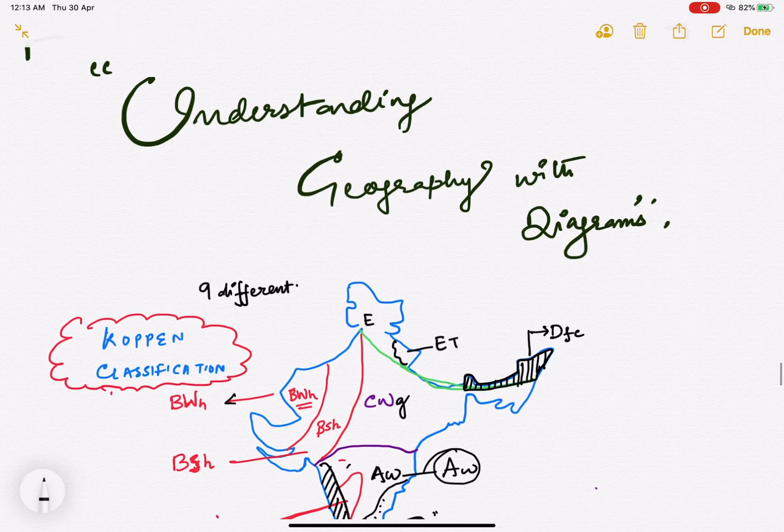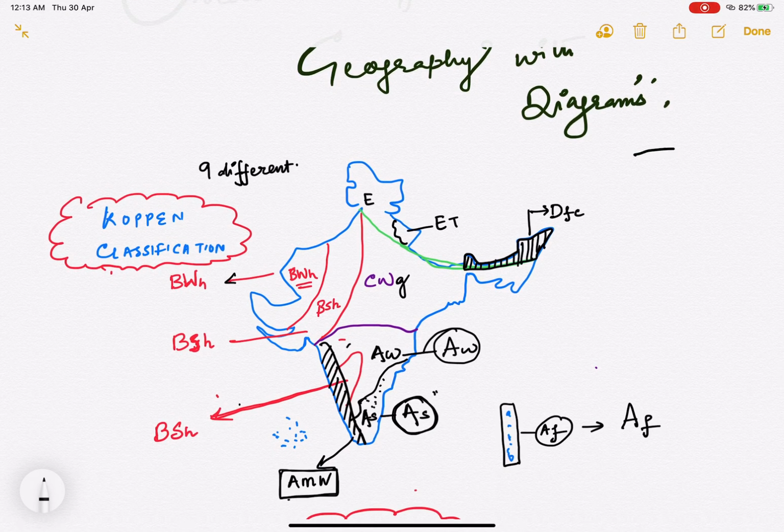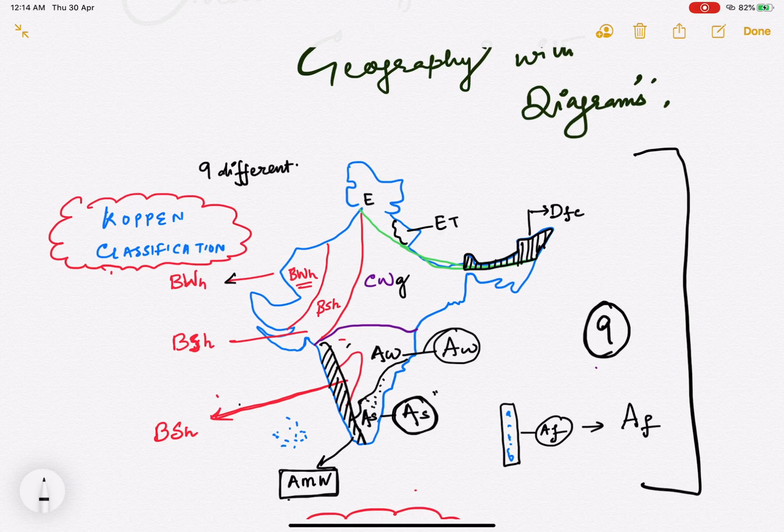Now, last class we had talked about the Köppen classification. Basically, this is your Köppen classification with respect to India. As you can see, Köppen has classified the entire India into 9 different types. Please take down this image, this will be helpful to you.